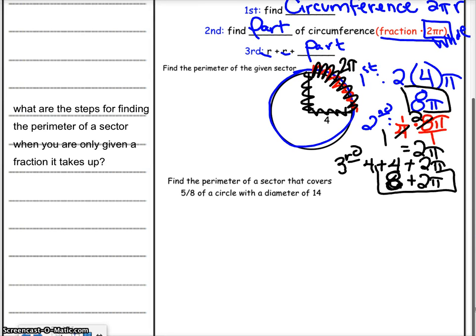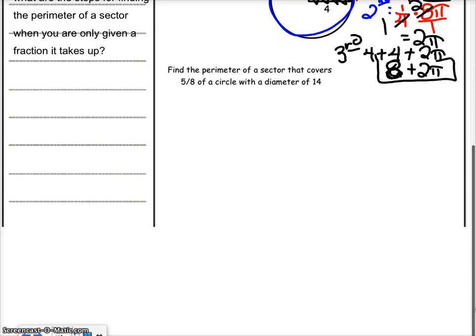Okay, let's find another perimeter of a sector that covers 5/8 of a circle and has a diameter of 14. So, according to step 1, I need to find my whole circumference. I'm given a diameter, so I can just go diameter times pi. So, my whole is 14 pi. Diameter times pi.